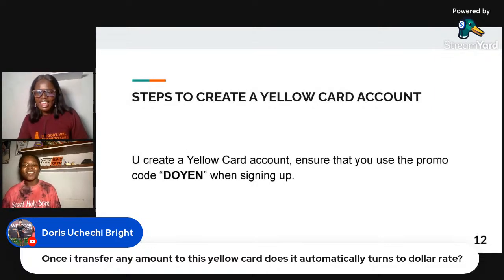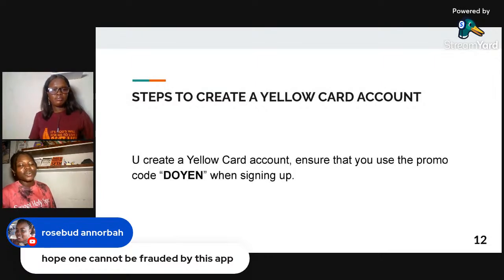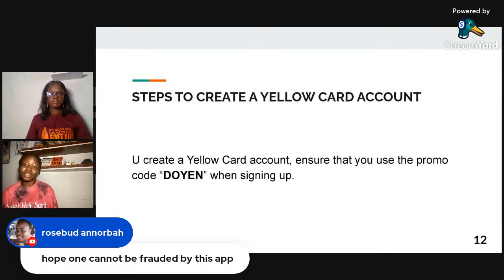Rosebud is asking, hope one cannot be defrauded by this app. That's a good question. I was even expecting more questions similar to this. You know that your name is your integrity, especially in the online space. So before you work with any brand or pitch any brand, you want to intentionally do your research. I did my research, and they've been around for getting to 7 years now, and they've not been hacked at any point. Binance has been hacked. A couple of other exchanges have been hacked, but they've never been hacked. They've not experienced a hack, and the team are transparent and they listen.